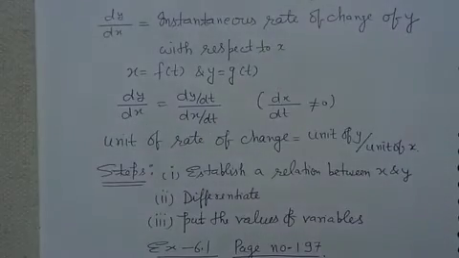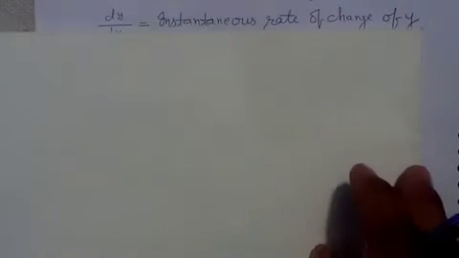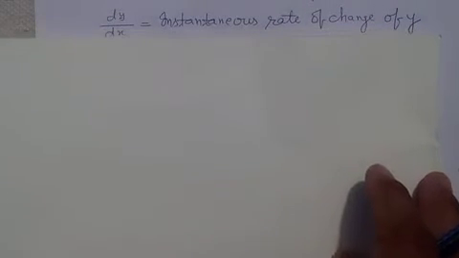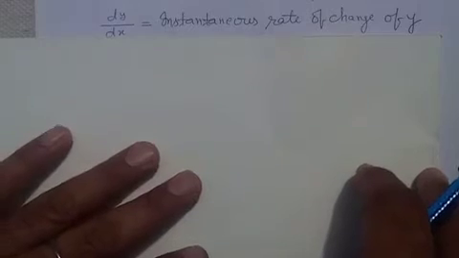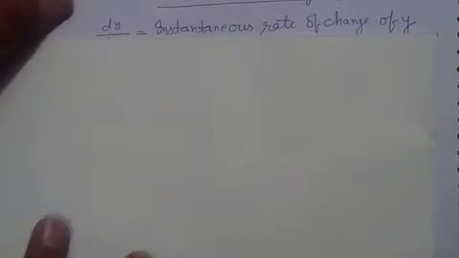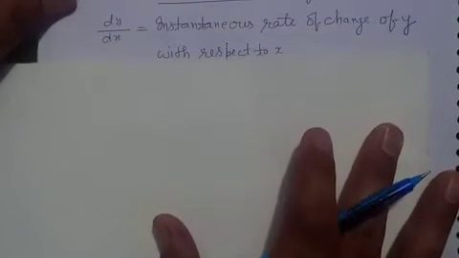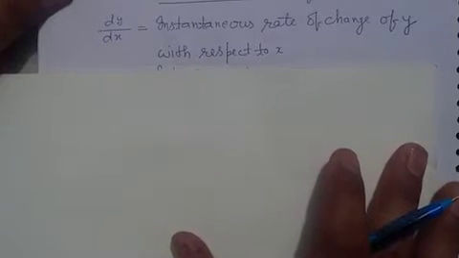Topic of this video is rate of change of variables. This video is designed to attempt the questions of exercise 6.1. We will start with the definition of derivative dy upon dx. dy upon dx equals the instantaneous rate of change of y with respect to x. In this definition, the word instantaneous is very important.